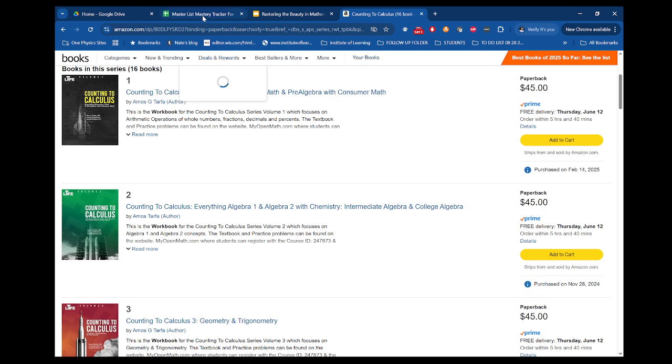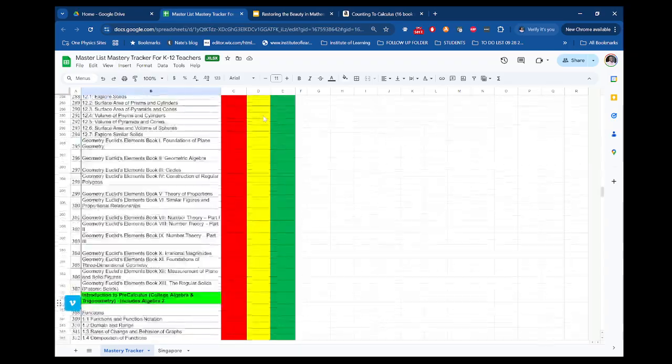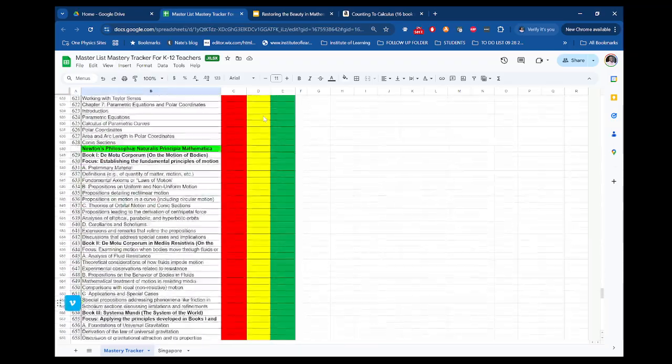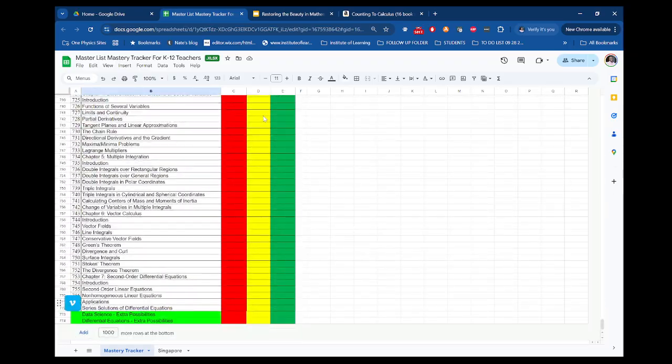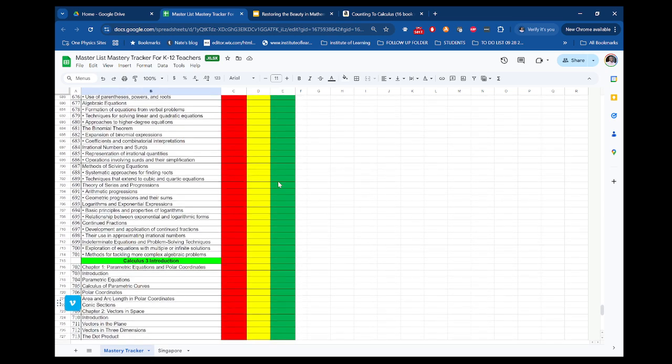Okay, back to our master list. We have a master list of all the concepts from basic math all the way to calculus 3, and we can even help you get to differential equations. We have Isaac Newton's book, Leonard Euler's book. So when you use Counting the Calculus, you're getting a very deep understanding of math, to the point that you're going to be building AI models. I mean, that's just what's going to happen if you want.